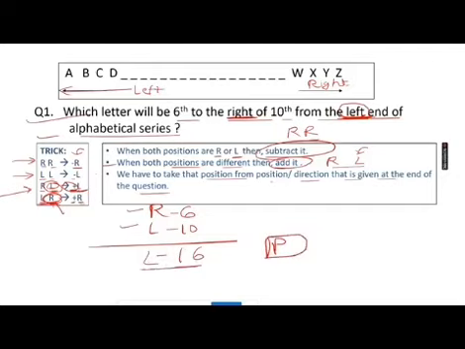According to the left direction, how will we say it from the left? If we go from A, from left to right, the 16th element and the 16th letter is P. So our answer will be P. Now we are coming to the next question.